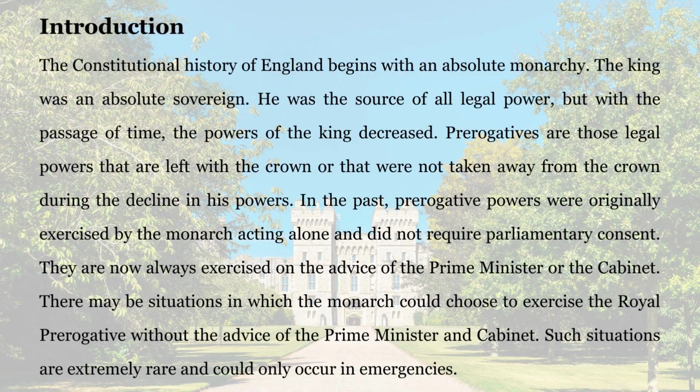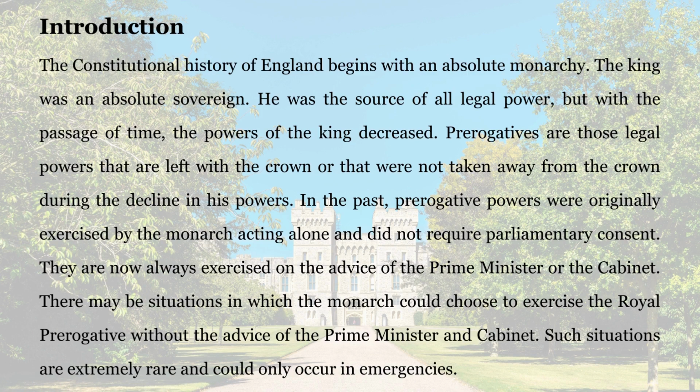Introduction. The constitutional history of England begins with an absolute monarchy. The King was an absolute sovereign. He was the source of all legal power, but with the passage of time, the powers of the King decreased. Prerogatives are those legal powers that are left with the Crown or that were not taken away from the Crown during the decline in his powers.